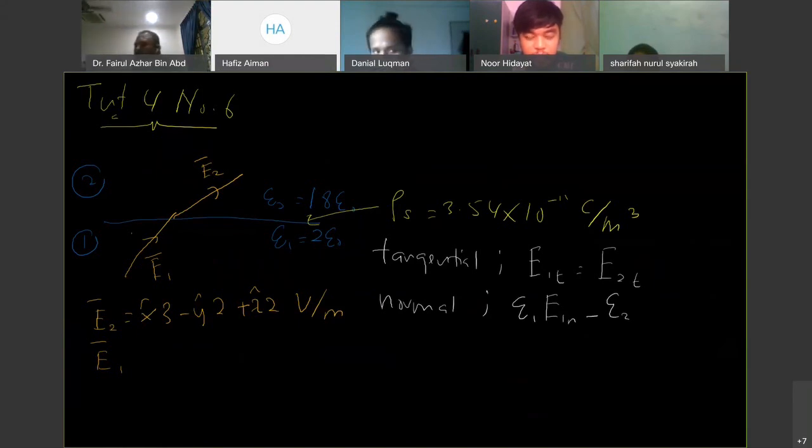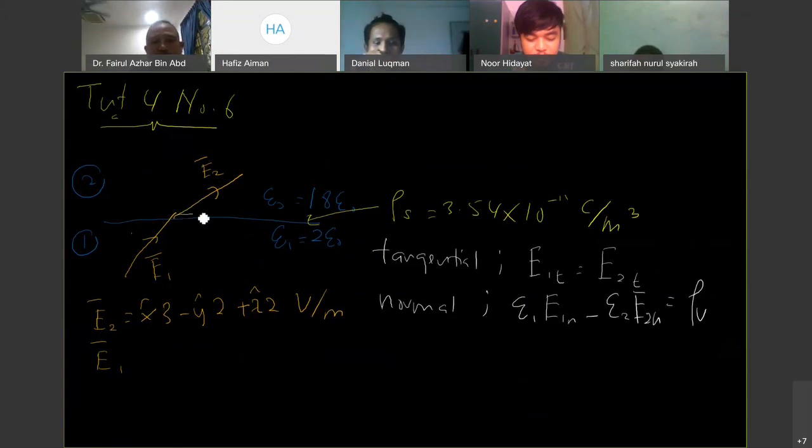Apa persamaannya? Normal component? Betul tak tu? So for normal component, so we will have E2n is equal to OV. Okay. Alright, so when we have this kind of field, so we can separate the field into two components.